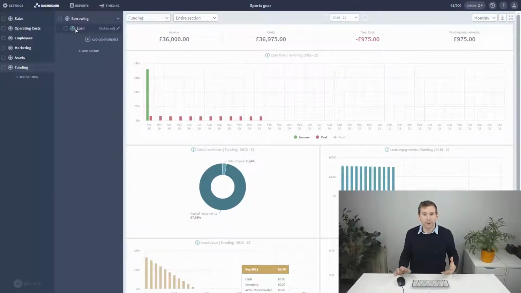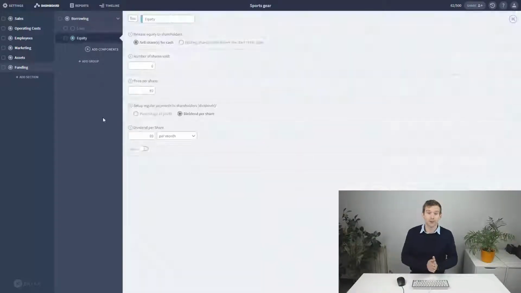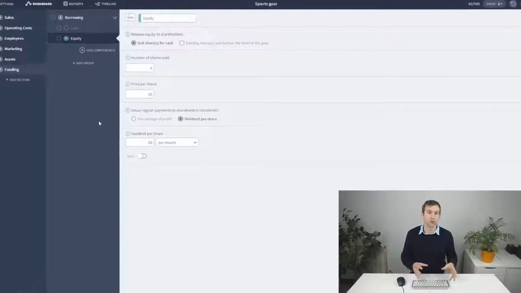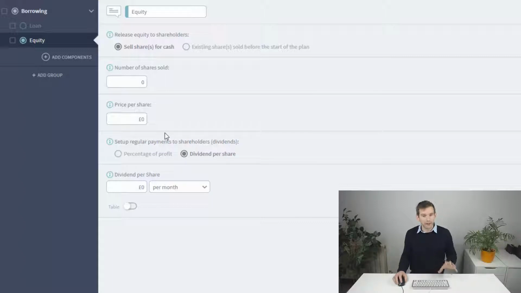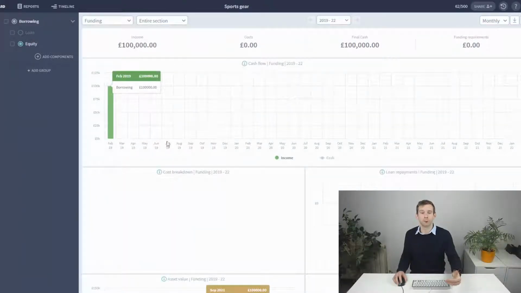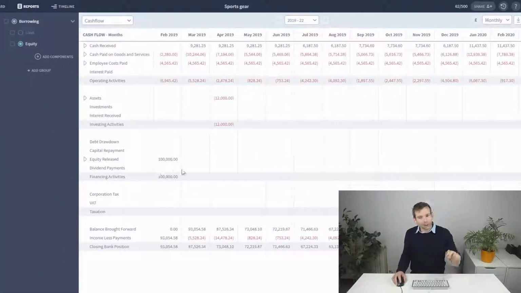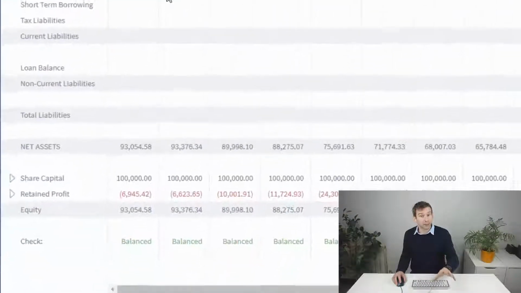Moving on to the equity component, this allows you to calculate investment into the business through shareholders. Use this component if you're putting your own savings into the business or receiving investment in exchange for a stake in the business. The equity component works by multiplying the amount of shares you sell by the amount you sell them for. So if you sell 1,000 shares for £100 each, you'll receive £100,000 in the month you choose to start this component from over on the timeline. You'll see this amount over on the cash flow under the equity released line and on the balance sheet down the bottom in share capital.